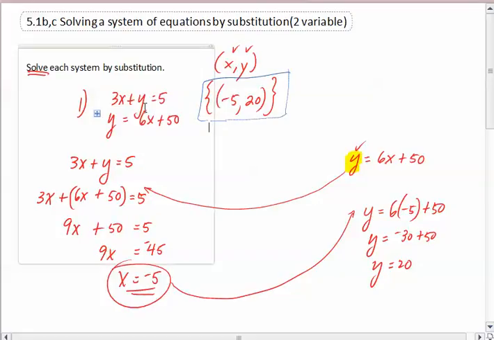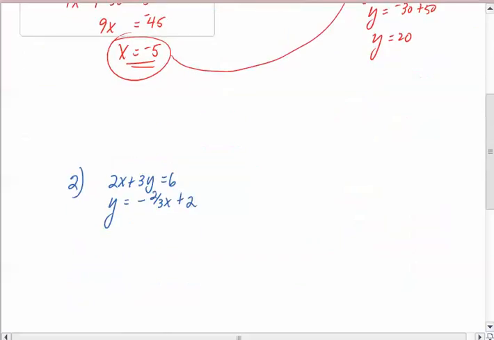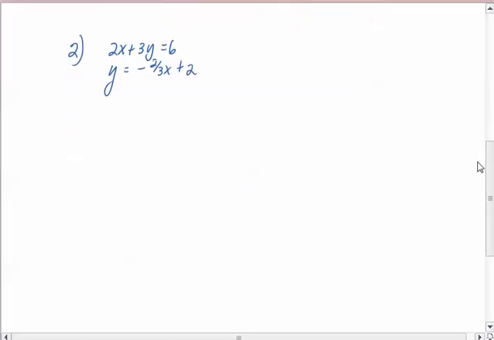And if I put negative 5 in here and put a 20 in here, it would definitely equal 5. If I put a negative 5 in here and a 20 here, then it would definitely check out, be equal on both sides. And then I would know that I'm correct. Let's take a look at another one.